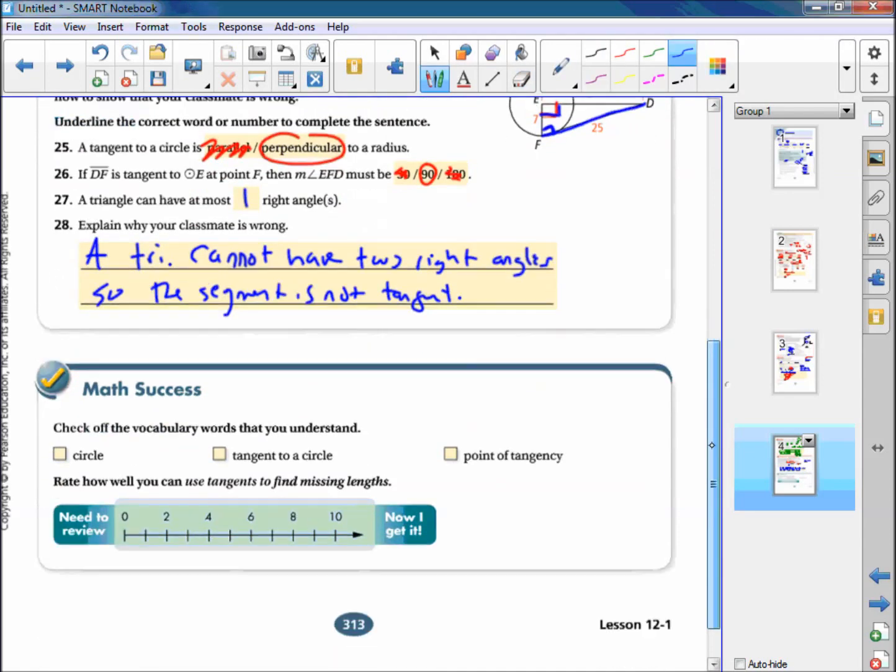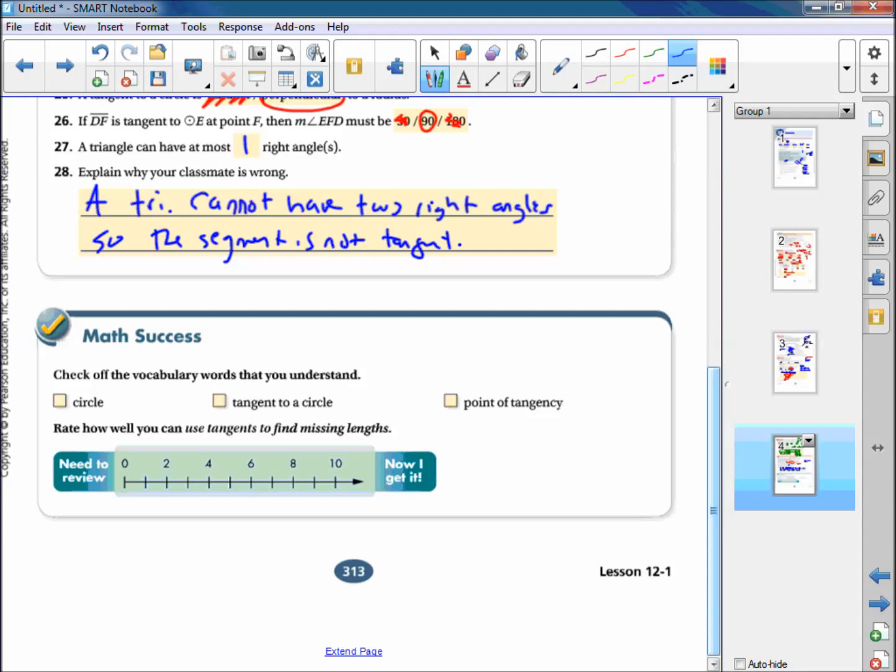All right, so this concludes our first notes on chapter 12. Check off the vocabulary you know. You should be pretty good with circle way ahead of time. Tangent was a new one. Remember, this is a line or a ray or a segment that intersects the circle only one time. And at that point of intersection, the radius will be perpendicular to this line, segment, or ray. And then we have point of tangency. That's the place where it intersects.